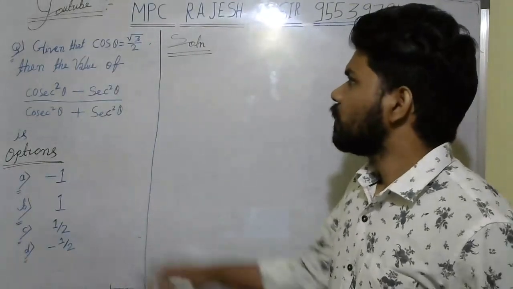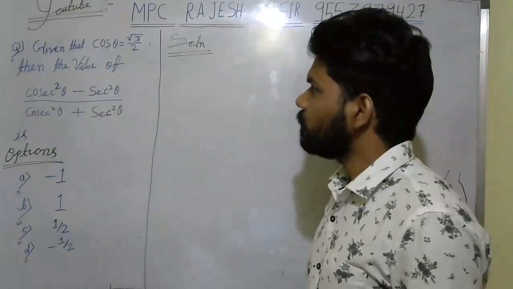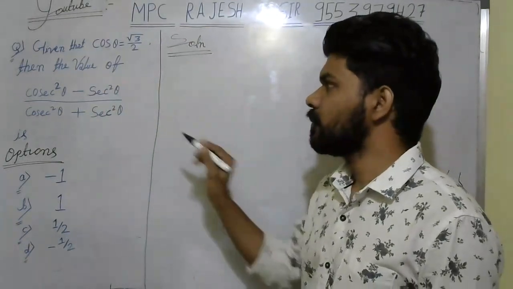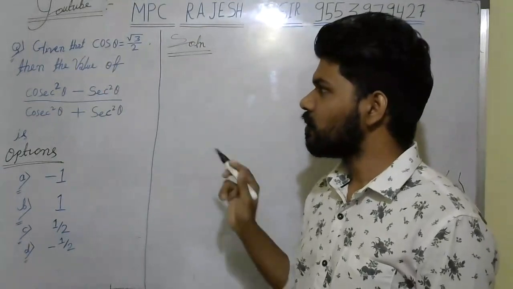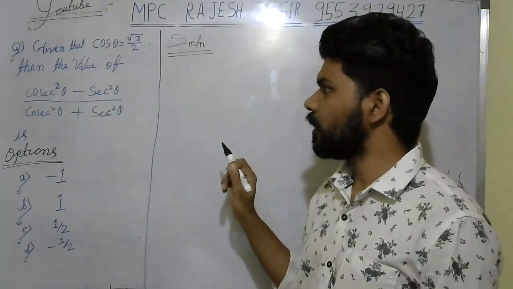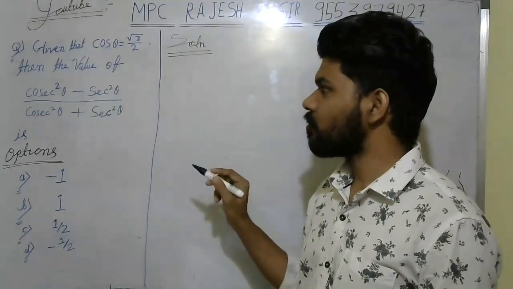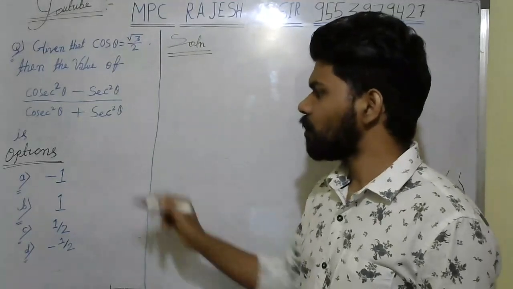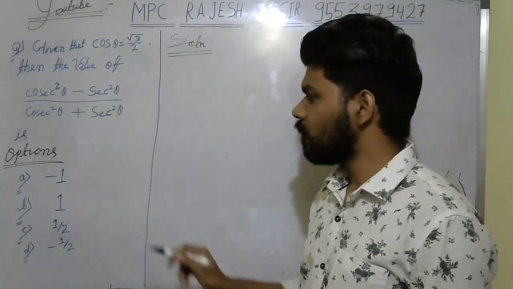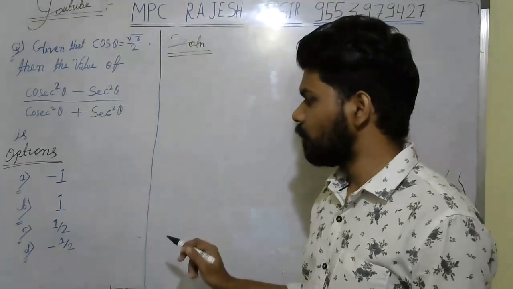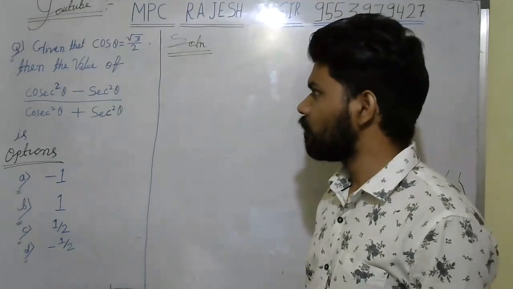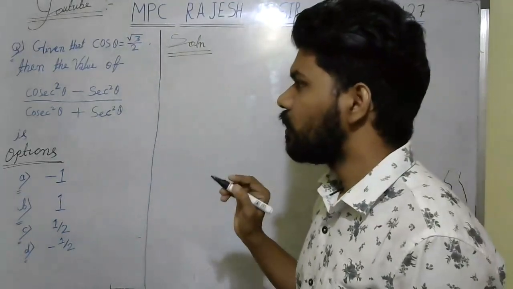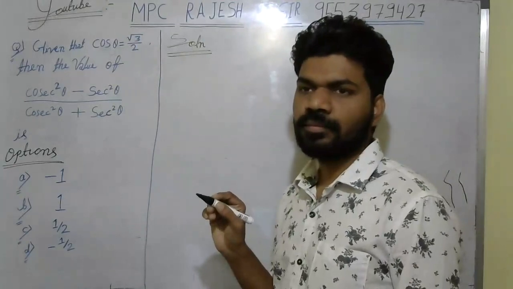Let's begin. The question is: given that cos theta is equal to root 3 by 2, then the value of (cosec square theta minus secant square theta) upon (cosecant square theta plus secant square theta) is what? Option A minus 1, option B 1, option C 1 by 2, option D minus 1 by 2. This is a question of Term 1 CBSE 10th class.